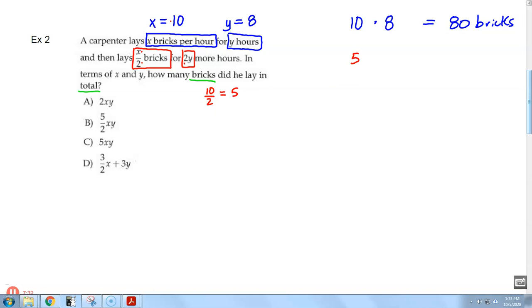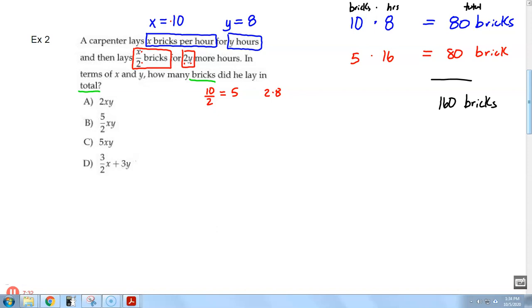And 2 times Y hours, so that would be 2 times 8, which would be 16 hours. Well, that's also going to come out to be 80 more bricks. So notice what I'm setting up over here. I'm setting up bricks times hours to get the total. And when I add those up, 80 plus 80, it looks like I did 160 bricks total. All right, that's the grand total there.